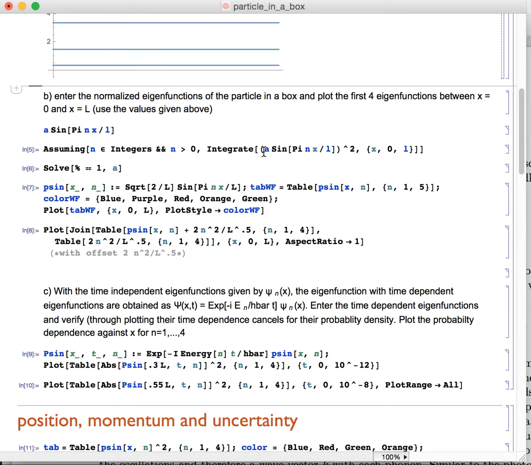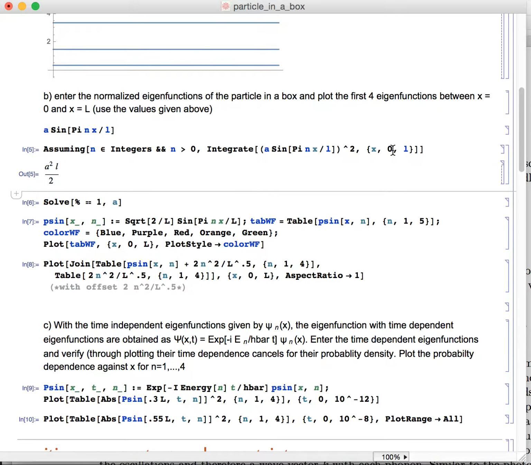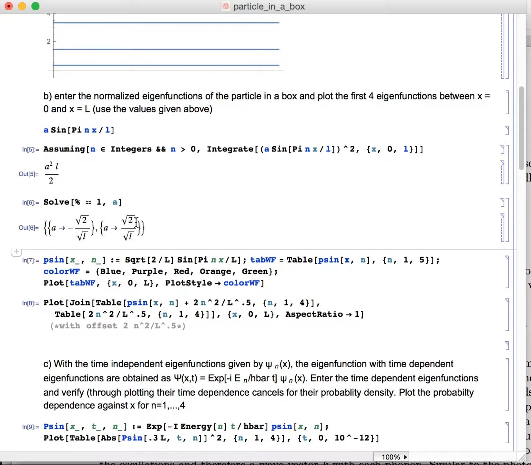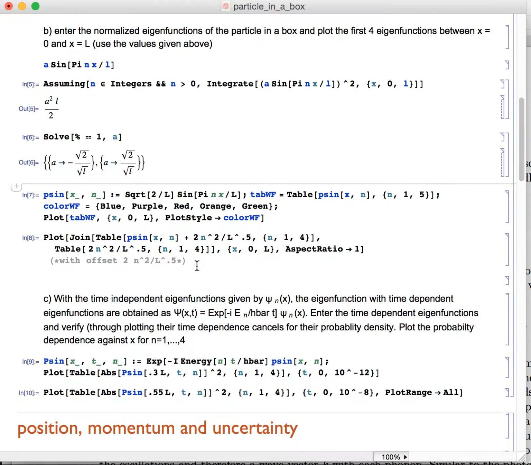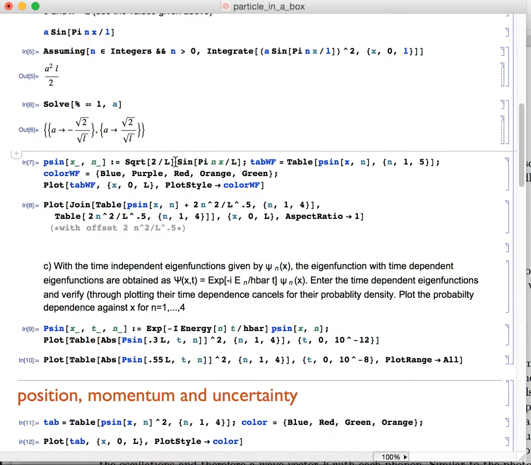And now we take a, the square of this wave function. So here's a sine pi n x over L squared. And then we integrate this from 0 to L, the size of the box, because outside of the box the wave function is 0. And then we tell Mathematica that this result should be equal to 1, and to fix a accordingly. And of course it is not difficult, it's just two solutions, so it's a over root 2 over root L. And then we can define our wave function, so we put down here in front the normalization factor.